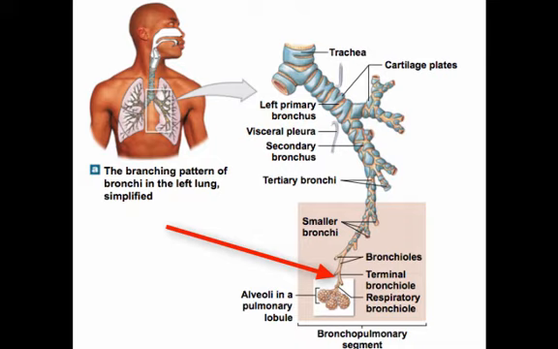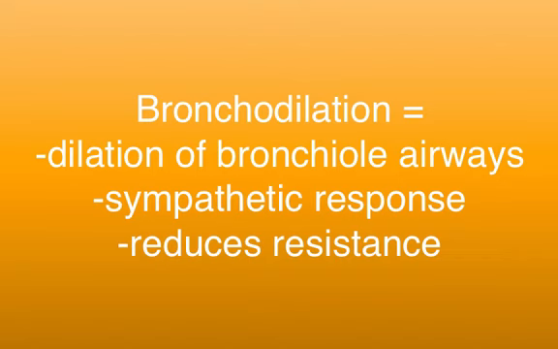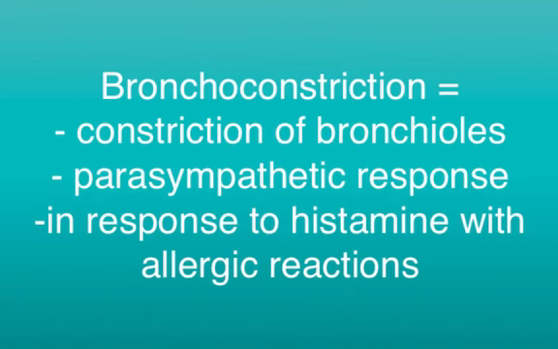Autonomic control regulates the smooth muscles, controlling the diameter of the bronchioles and the airflow and resistance into the lungs. Bronchodilation is the term given to the dilation of the bronchial airways. It is caused by sympathetic autonomic nervous system activation, and it reduces resistance. Bronchoconstriction is a term given to the constriction of the bronchi, and it is caused by the parasympathetic autonomic nervous system activation in response to histamine release from allergic reactions.